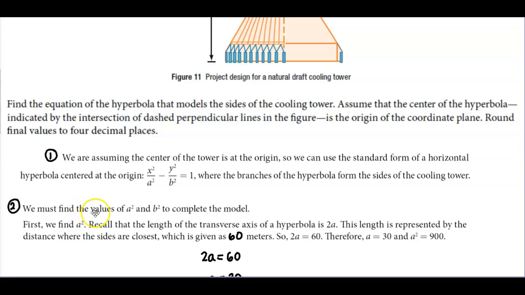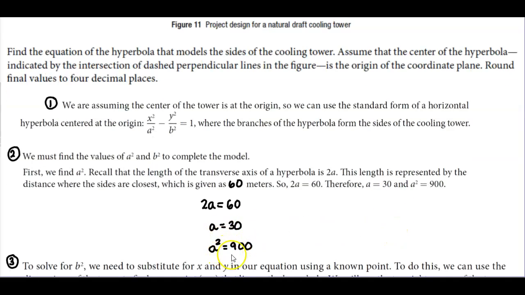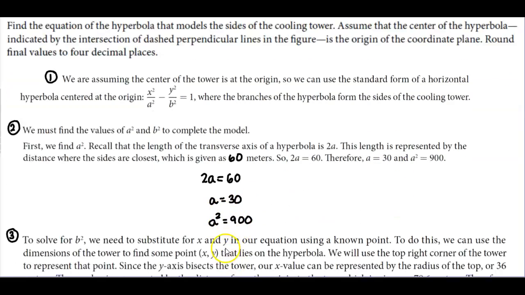Number 2, we must find the values of a squared and b squared to complete the model. First, we find a squared. Recall the length of the transverse axis of the hyperbola is 2a. This length is represented by the distance where the sides are closest, which is given as 60 meters. So 2a is equal to 60. Therefore, a is equal to 30. And then when we square both sides, a squared is equal to 900.